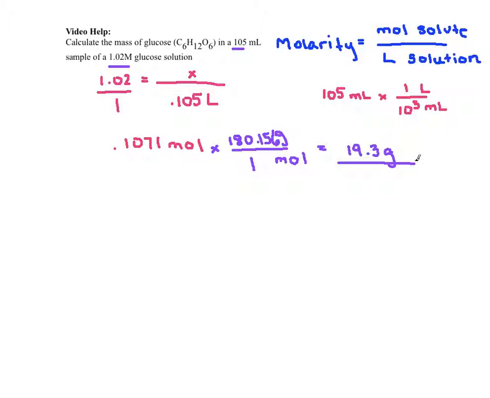So if I were to ask lab-wise what I needed to do, I would measure out 19.3 grams of glucose, and then I would add enough water so that my final volume of my entire solution is 105 mils. And that's it.